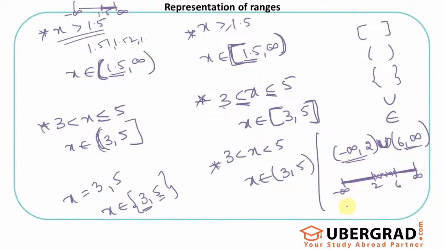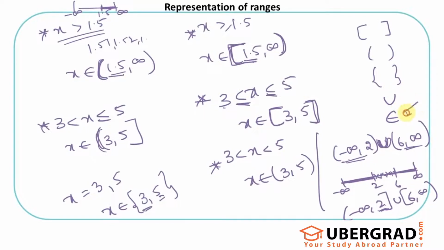If I write this as minus infinity to 2 with square bracket, union 6 to infinite, that means minus infinity to 2 with 2 included and 6 to infinity with 6 included are accepted. In the earlier one I am not accepting 2 and 6 either. It should be at least less than 2 or greater than 6 to be accepted. Here I accept 2 and 6 also. Again the same thing with that.